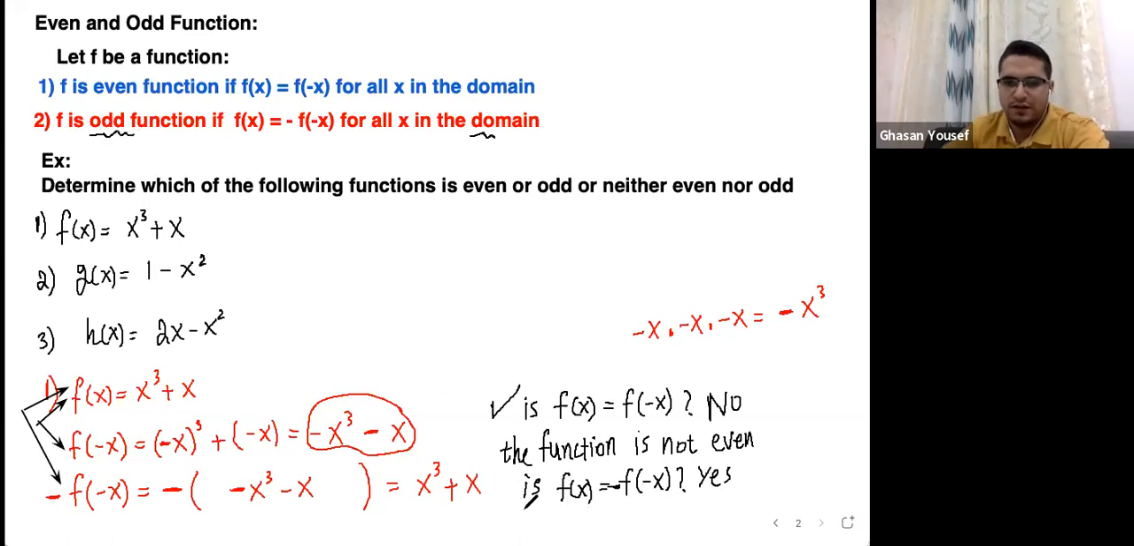So is it yes? The function is odd. It's odd. Yeah, Laila, this is correct. The first one and the third one are equal, so the function is odd. About the first one?